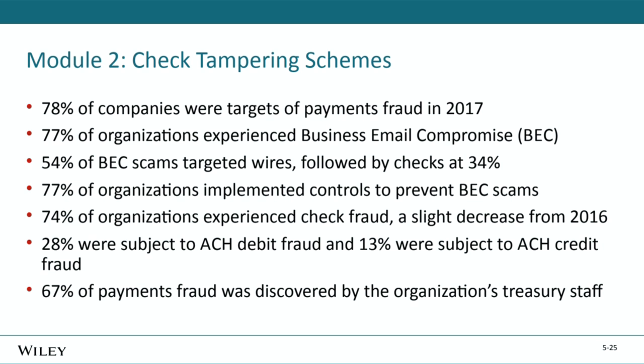Again, 74% of organizations experience check fraud, slightly down. 28% subject to ACH debit fraud. Okay, that's automated clearinghouse. That's wire fraud. And 13% subject to ACH credit fraud. 67% of payments fraud discovered by the organization treasury staff. Yeah, but as I say, very often it's because the money went out and then somebody who didn't get the money is complaining. So interesting.